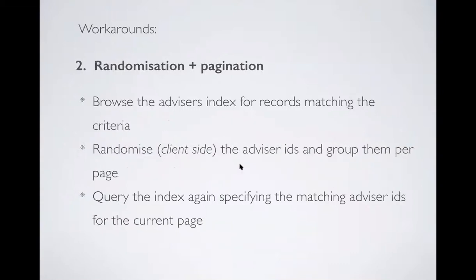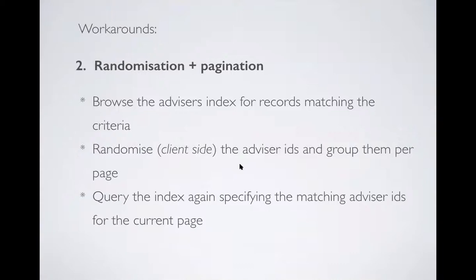What about the randomization plus the pagination? Again, you need to browse the advisors index for records matching the criteria. You don't have a problem with geolocation, that's fine. But then you need to randomize the advisor IDs on the client side and group them per page. So you have basically a few sets of advisor IDs that have been randomized, and each of them is associated with a page. So you don't have to randomize things again. And this is actually handled in a pretty smart way, I would say.